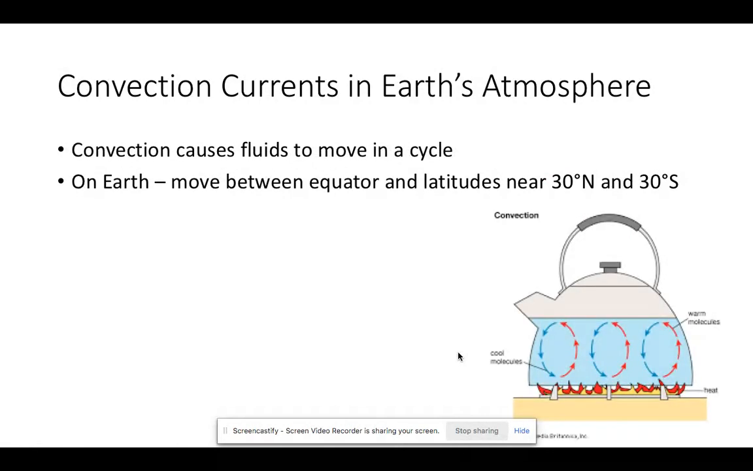Convection currents are also important in our atmosphere. They cause fluids to move in a cycle, the fluid this time being air. So on Earth, there's movement between the equator and north and south of that, where the heat rises and then as it cools, it comes down.